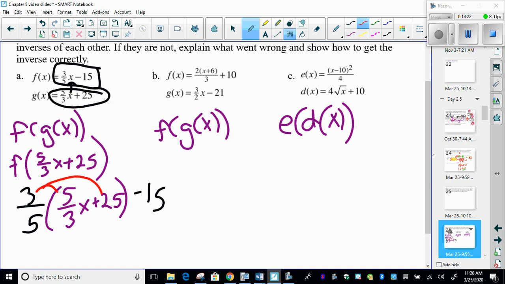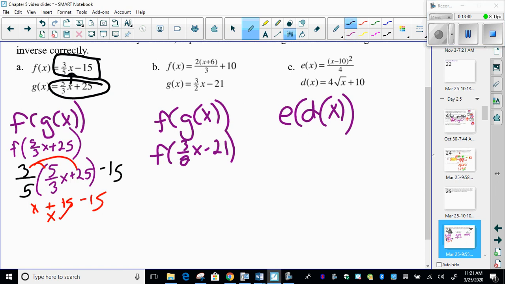So now I have to just simplify this, and I'm going to have to expand the 3/5 through. So what ends up happening is I get an x plus, and then 1/5 of 25 is 5, so that's plus 15, and then it says minus 15, so then that simplifies to x. Perfect. Those are inverses of each other.